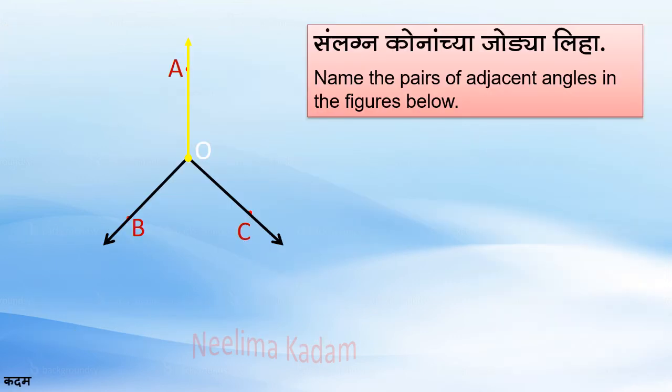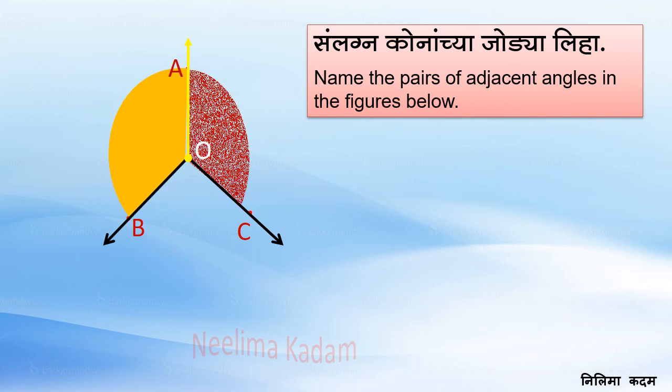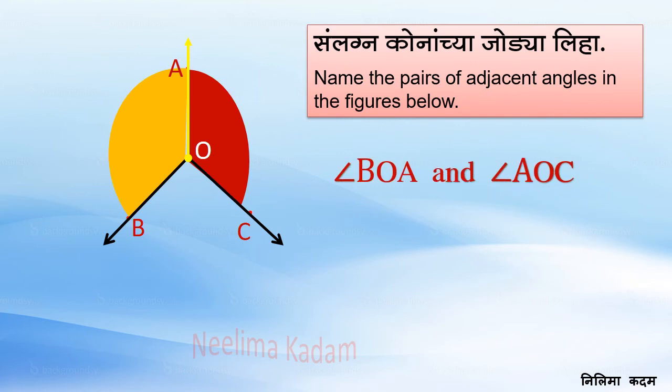Now in this case, name the pairs of adjacent angles in the following figure. See here, angle AOB and angle AOC. This is the first pair. Common vertex O, common arm OA. OA here also, and vertex common O. Therefore, these are a pair of adjacent angles.